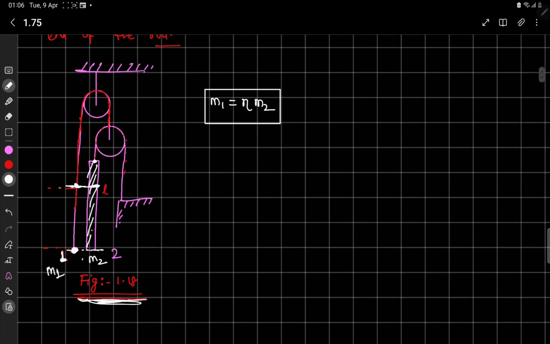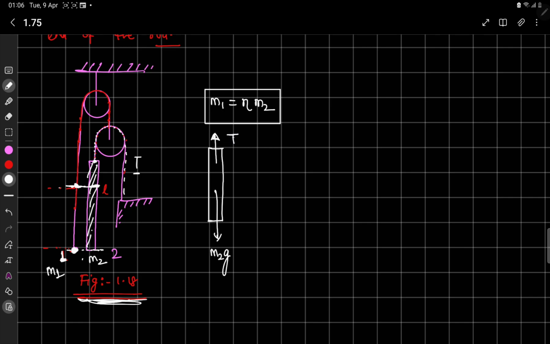So let us first draw the free body diagram of mass m2. This is the rod of mass m2. There will be the gravitational force m2g in the downward direction, and in the upward direction, let us say the tension at each point on this thread is T. The tension is the same at each point, and that is T, because there is no friction between the pulley and the thread.